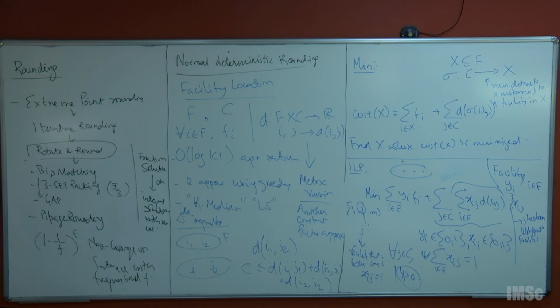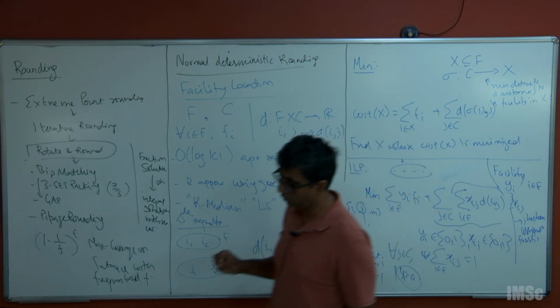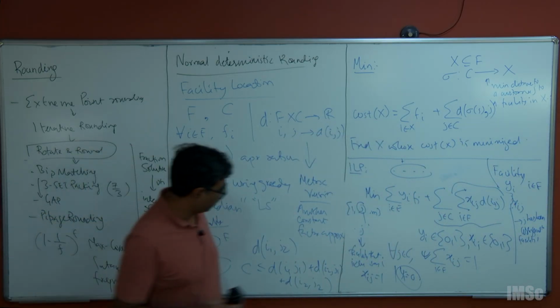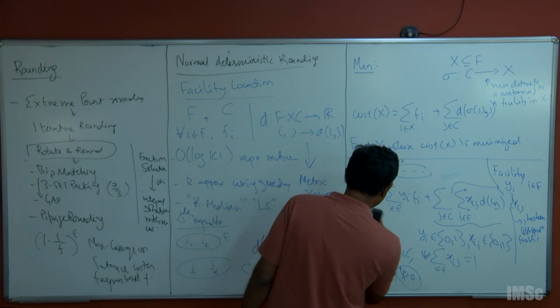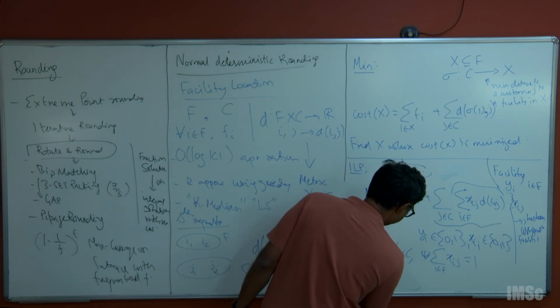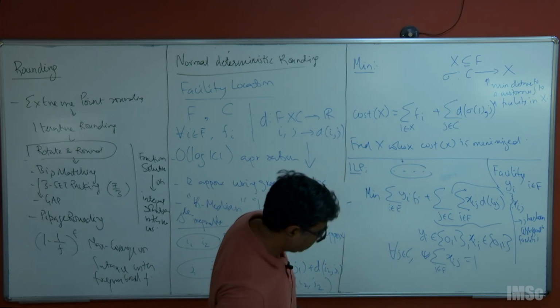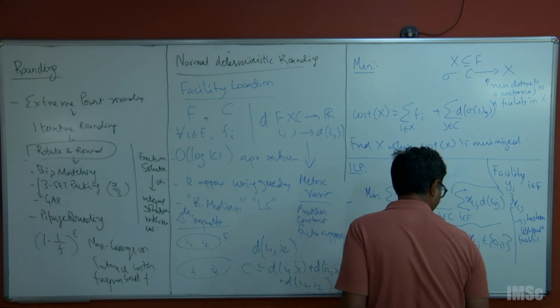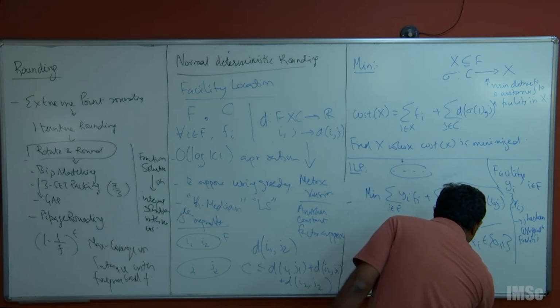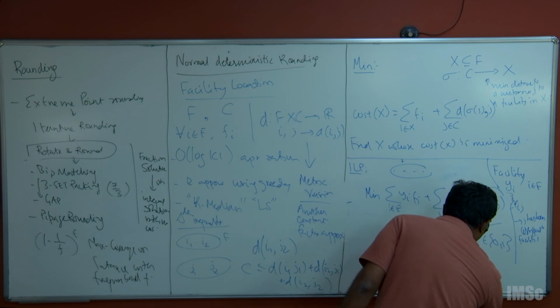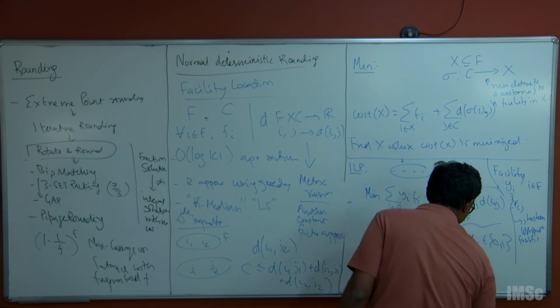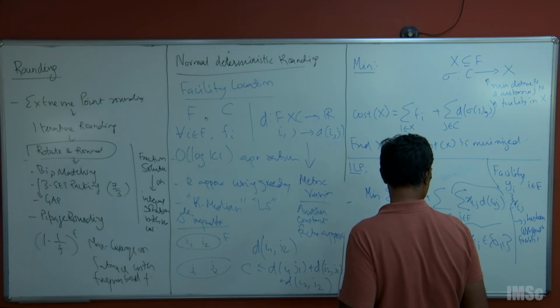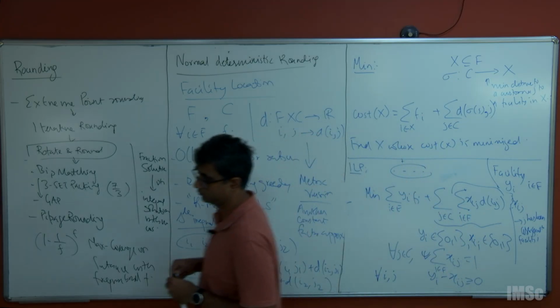When xij is equal to 1, then yi should be equal to 1. So what should we say? We'll just add an extra constraint, and I'm going to say that for all i and j, yi minus xij is greater than or equal to 0. Yeah, that's it.